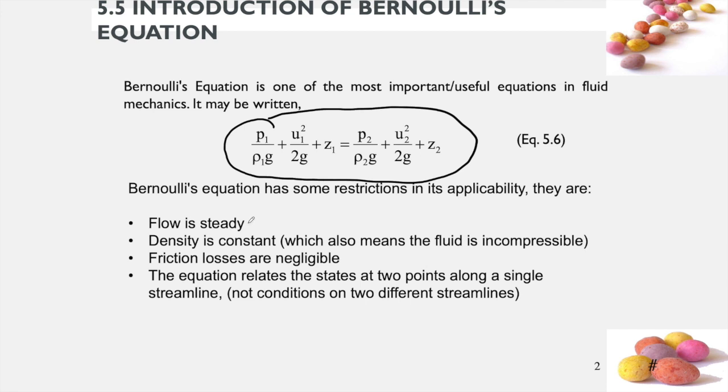Number two, density is constant. To use this equation, you must apply it to incompressible flow. For compressible flow, it is a little different because, as we know, compressible flow has a different velocity when compressed, and that's why this Bernoulli's equation is only applicable for incompressible flow. Number three, friction losses are negligible.